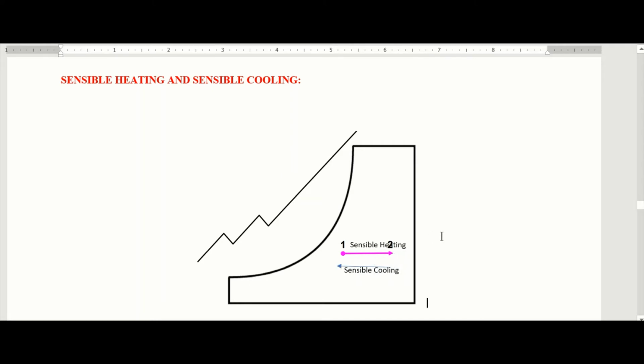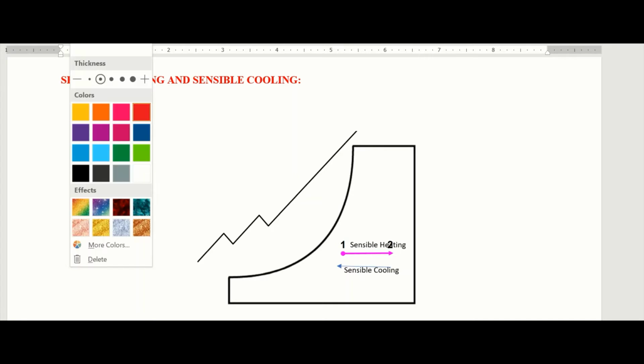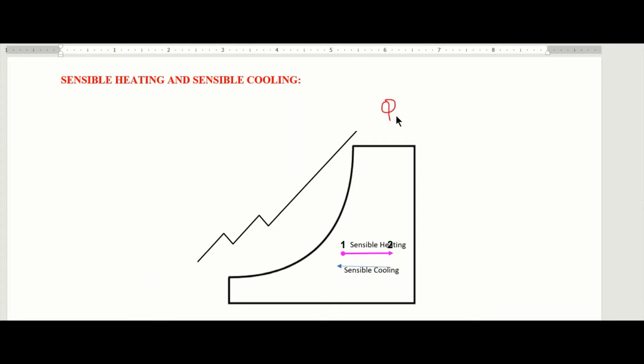All right. Now, before we continue, I want us to note some important equations as they relate to sensible heating and cooling. The first thing I want us to note is that when the sensible heat is less than 0, this is known as cooling. And when the sensible heat is greater than 0, this is known as what? Heating.